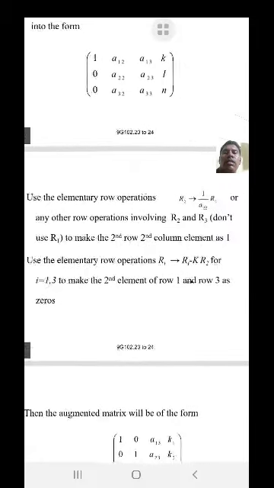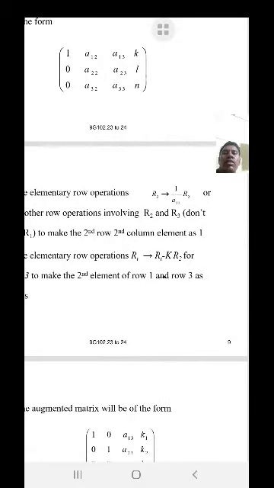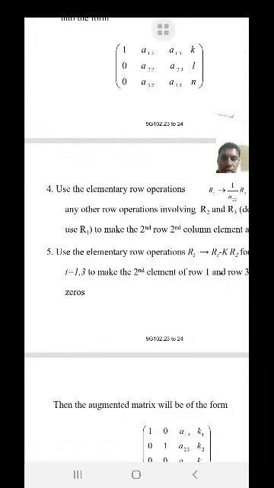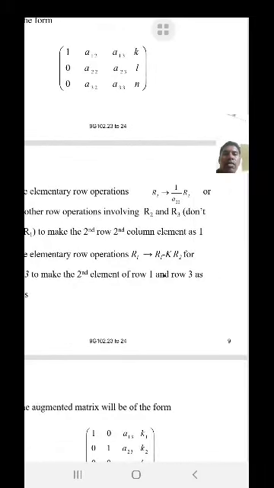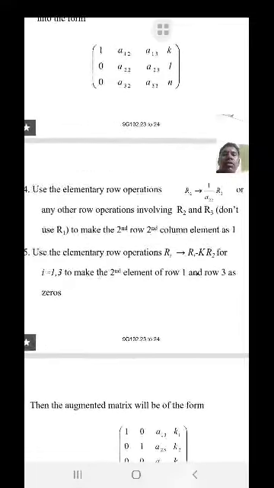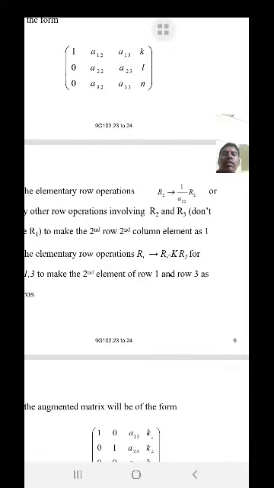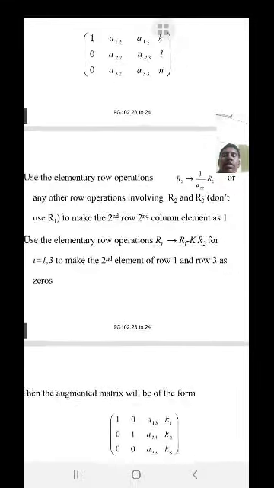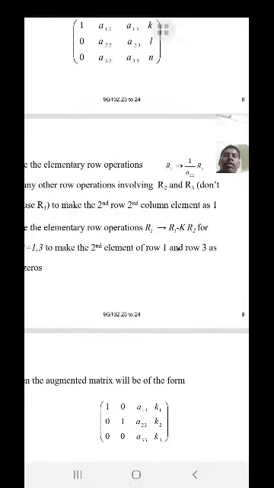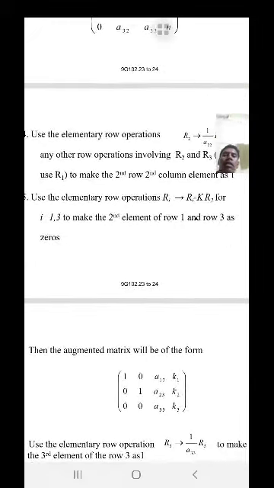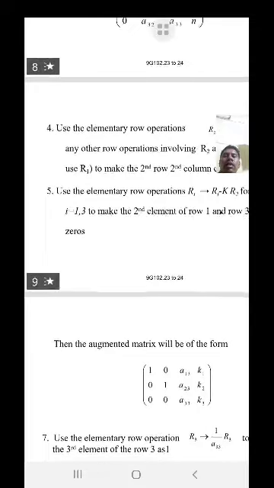Use the elementary row operations. R2 gives 1 by A22 into R2, or any other row operations involving R2 and R3. Don't use R1 to make the second row, second column element as 1. Use the elementary row operations. Ri gives Ri minus k into R2 for i equals 1, 3 to make the second element of row 1 and row 3 as zeros.